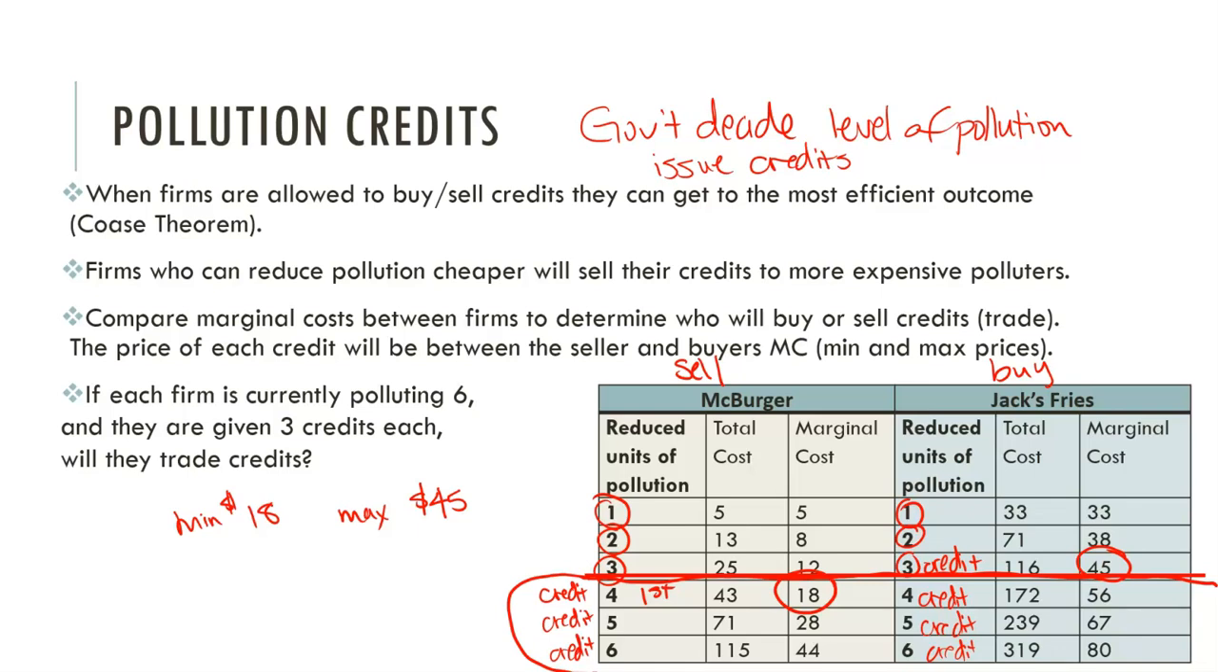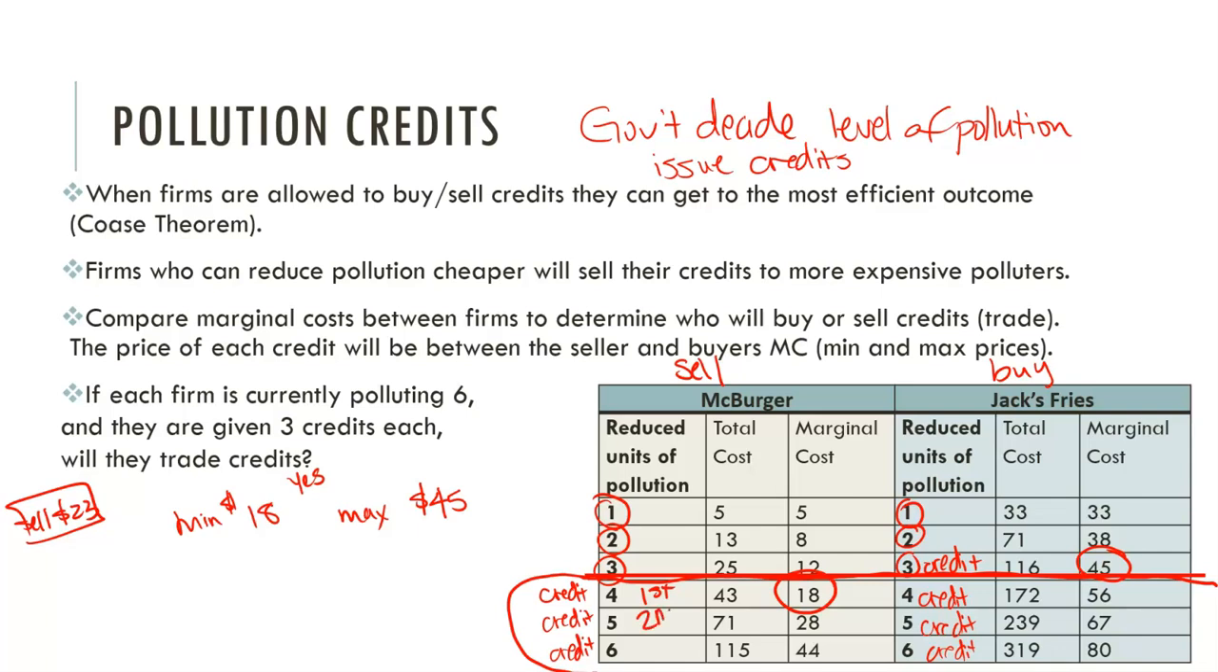So we're going to say that yes, they're going to be able to negotiate this credit because the minimum for McBurger is 18, the maximum for Jack is 45. Maybe they talk, they decide, and they say, all right, we're going to sell it for $23. Okay, I just made that up. So at $23, they both are going to say yes. McBurger is going to end up with an extra $5 of profit that he didn't have. And Jack is going to end up with an extra $22 of profit because he only has to spend 23 instead of 45. And then they're going to do that with the other credits too.